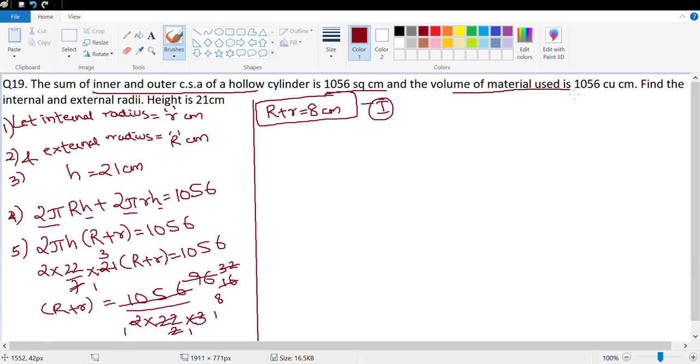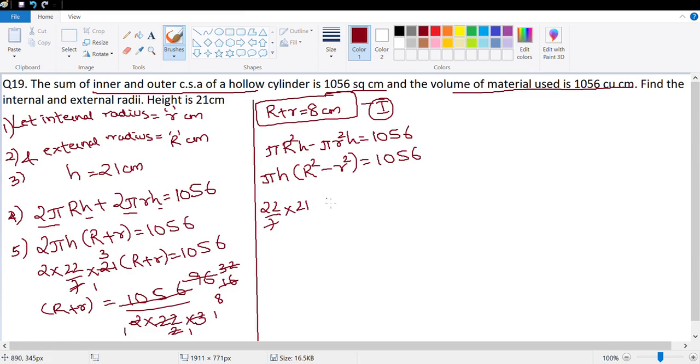And the volume of material used is 1056 cubic centimeter, which means what is given is pi times R square h minus pi times r square h is given equal to 1056. Let's again take pi and h common. So this is pi h times (R square minus r square) is equal to 1056. Let's substitute values. This is 22 by 7 into 21, and I can write x square minus y square in the form x plus y multiplied with x minus y, in this case capital R plus small r multiplied with capital R minus small r.